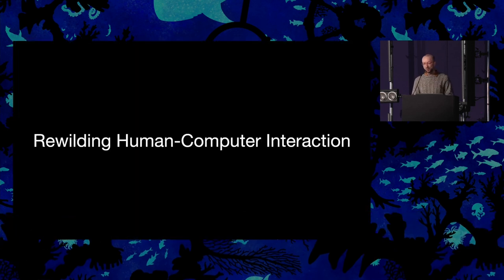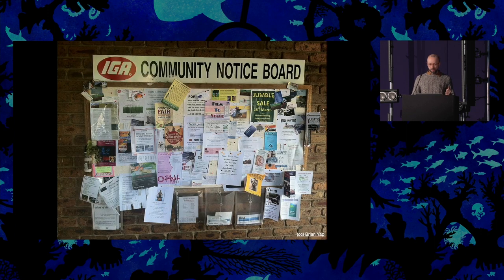So what's the relevance for human-computer interaction? Well, this is a community notice board in physical space, and I just want to point out the chaos. The posts are all over the place. They're not even fitting onto the frame. They're like spilling out the sides. They're put on top of each other. And each post has a completely different personality. There's no standardization of design language or any consistency. It's quite hard to read and to find things.